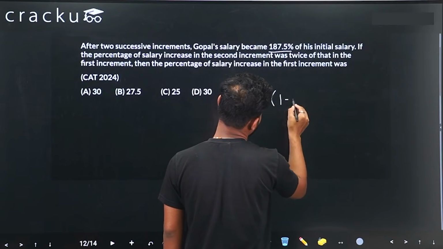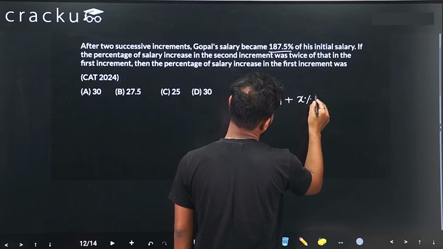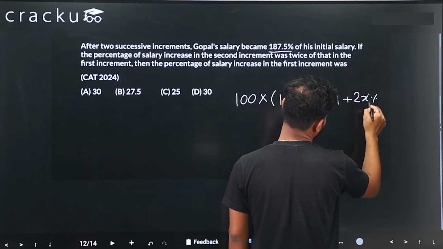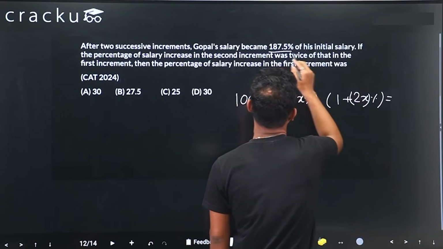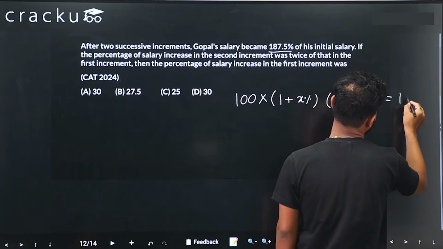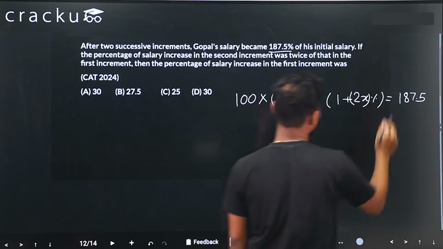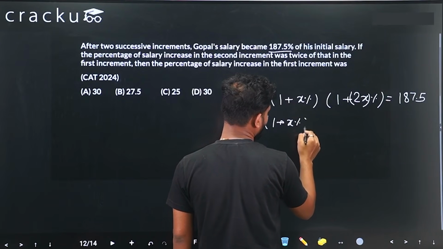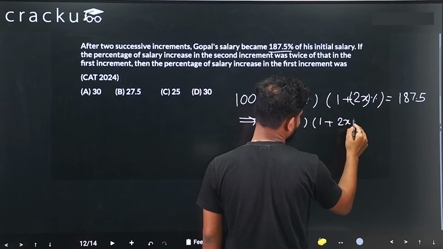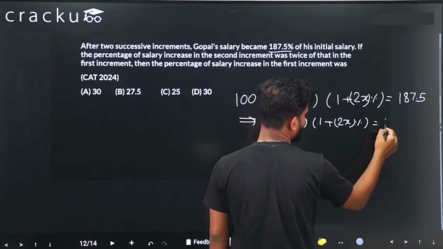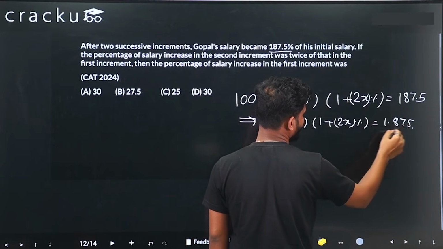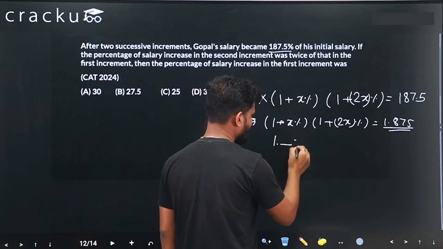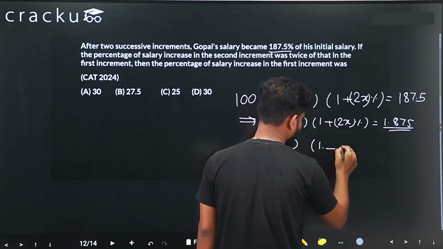In the first it was 1 plus X percent, and in the second it was 1 plus 2x percent, which is equal to what? 187.5% of 100. So this is nothing but 187.5. From here you can say 1 plus x percent into 1 plus 2x percent is equal to 1.875. Now this 1.875 will be something like 1 point something here into 1 point something here.